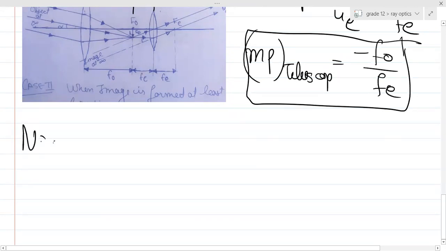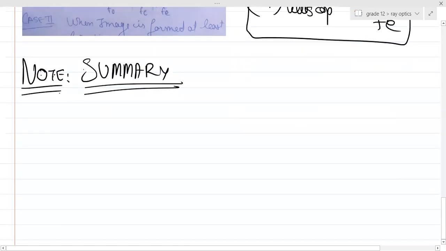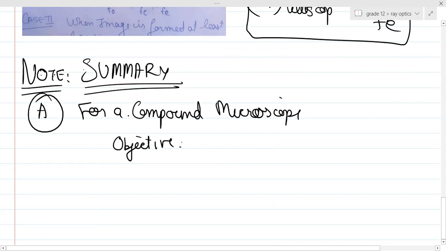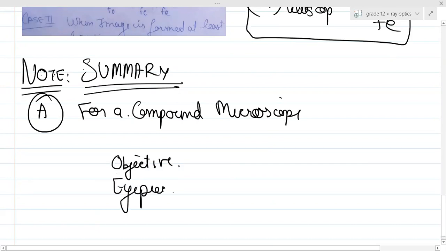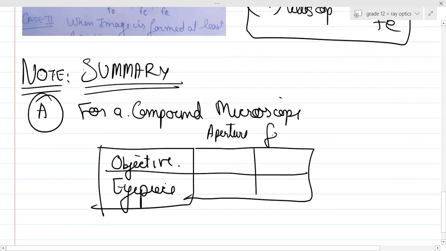Please remember. So here I am making a table to note that particular thing, and you can write a summary for a compound microscope. Guys, I'm writing this summary, so pay a little attention. This summary will help you to learn about different things. Objective's aperture and focal length.